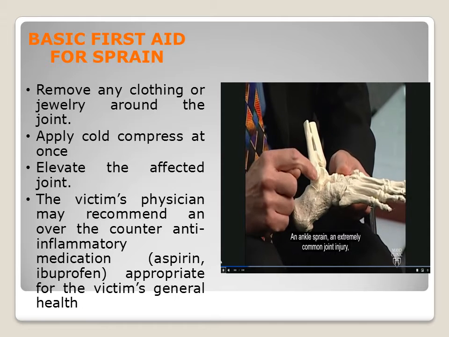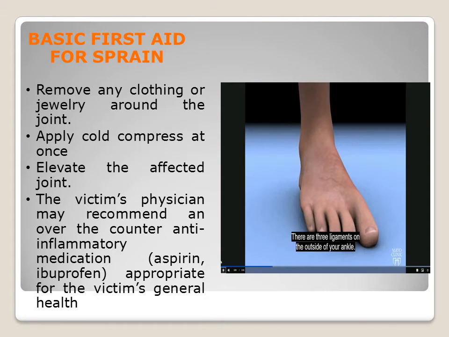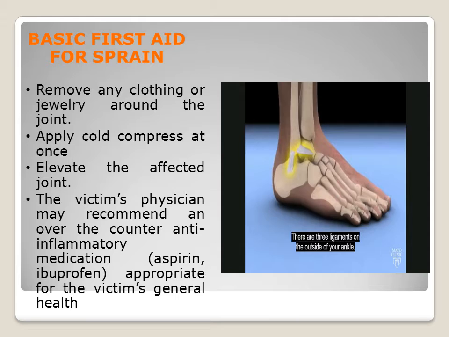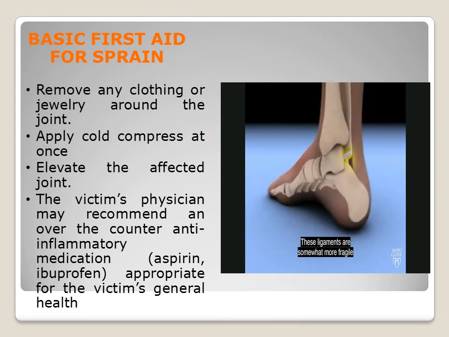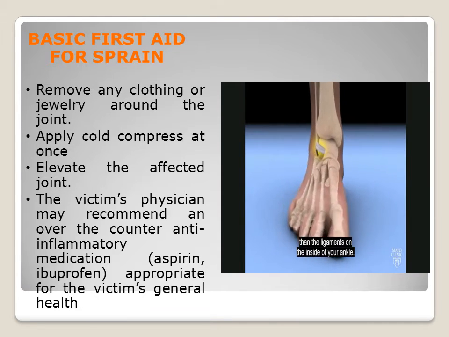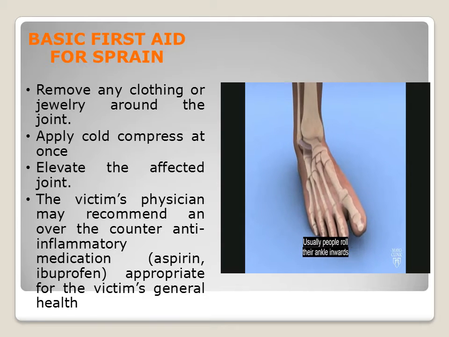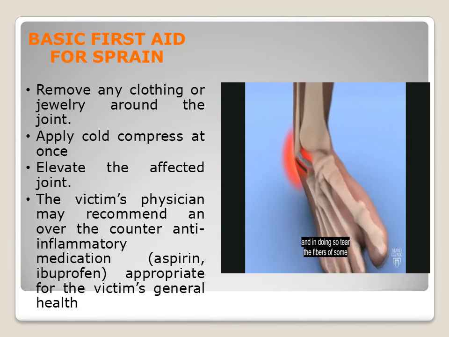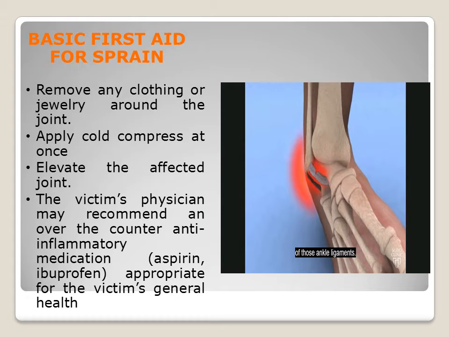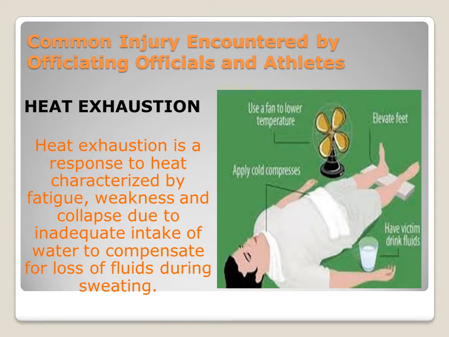Of injuries to the 3 ligaments on the outside of your ankle. Ligaments are tough bands of tissue that stabilize joints and help prevent excessive movement. An ankle sprain occurs when you roll, twist, or turn your ankle in an awkward way. This can stretch or tear the ligaments that help hold your ankle bones together. Common injury encountered by officiating officials and athletes.